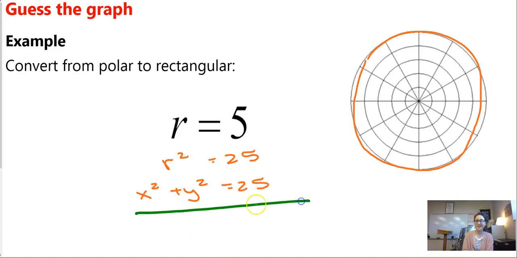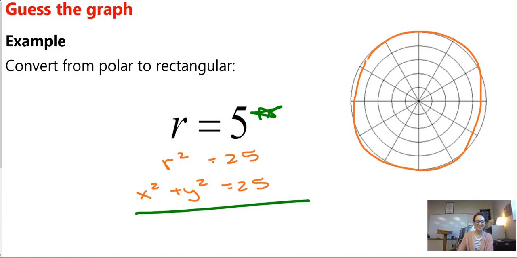That's our answer. And from our conic sections unit, we know that this is indeed a circle centered at the origin with radius what? Radius 5, right? But look at how much more elegant and simple this equation is versus our rectangular equation, right?